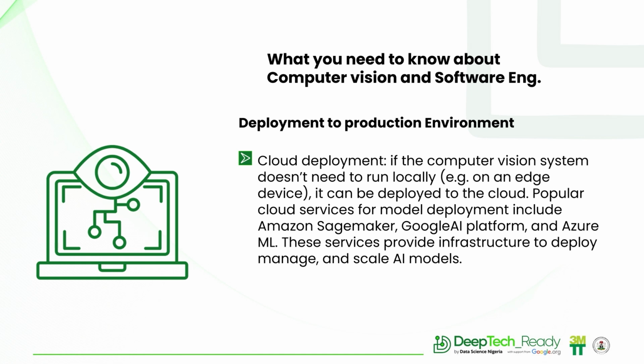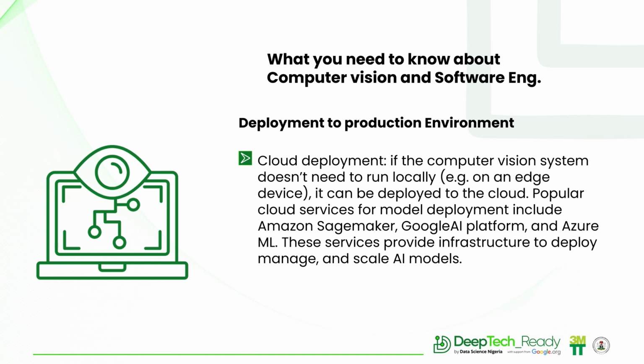Now, deployment to production environment. Let's talk about deployment to production environment. So we have cloud deployment. If the computer vision system does not need to run locally, that is on an edge device, it can be deployed to the cloud. Popular cloud services for model deployment include Amazon SageMaker, Google AI Platform, or Azure ML. These are very popular cloud platforms that you can actually deploy your models to, and they give out a lot of credits, GPU credits, that you can actually leverage in order for you to deploy your model.